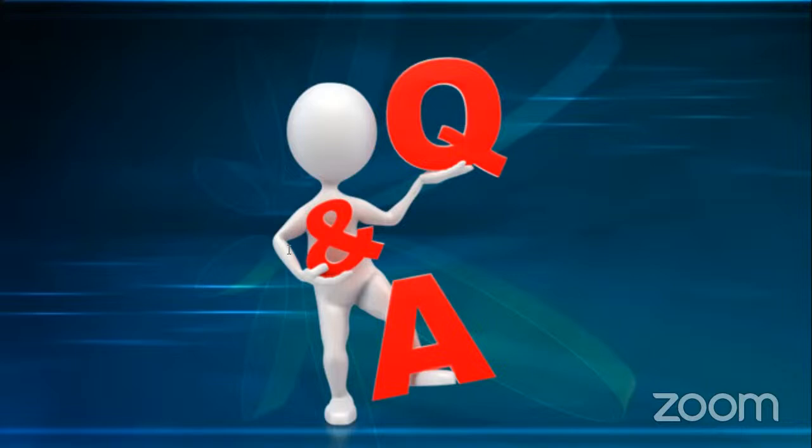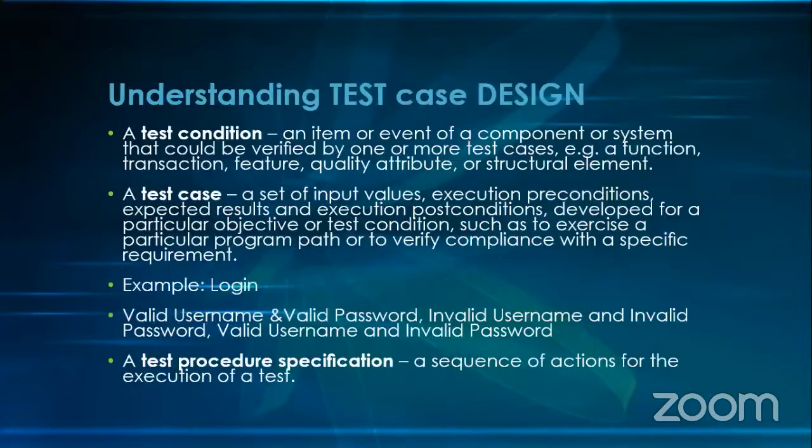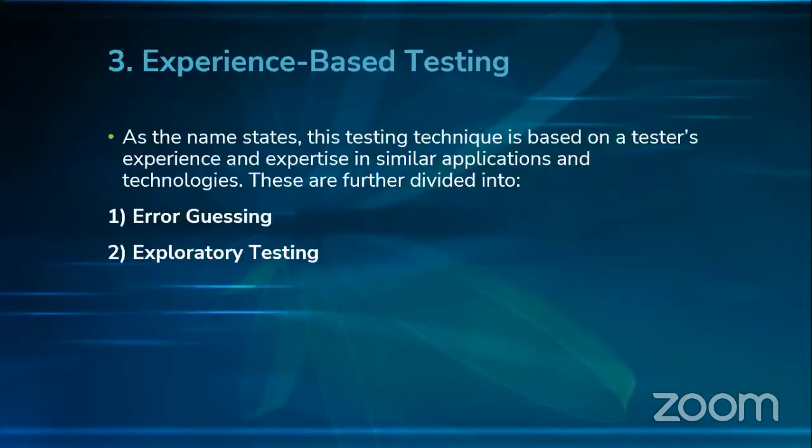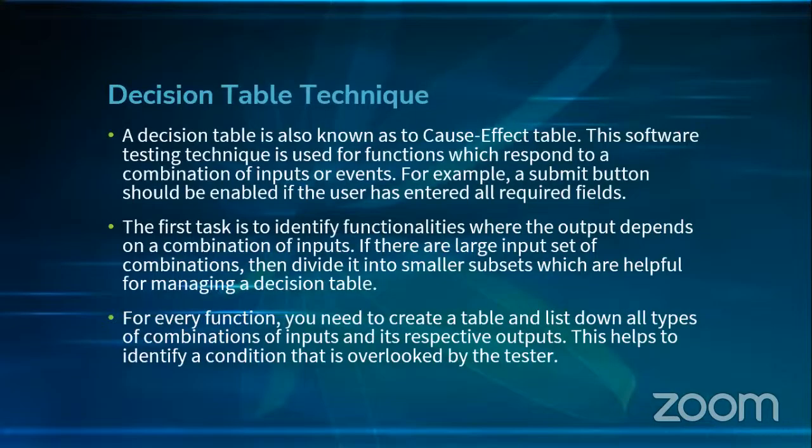Could you go over again what the main difference is between boundary value and equivalent class partition? Let me go back to my slide. I know it's kind of tricky, but you'll still get it. I had to make it as simple as possible for you to get it.